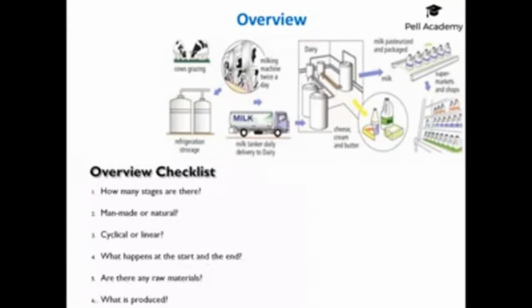What happens at the start? At the start, the cows are milked, and at the end, milk is sold in the shops and supermarkets. Are there any raw materials? The milk itself is the raw material, and what is produced is milk that can be sold. So you just put those pieces of data into a sentence, starting with "overall", and that's your overview. It's pretty straightforward with this one, but recognise that cows grazing and cheese, cream, and butter were outside, so I wouldn't count those.